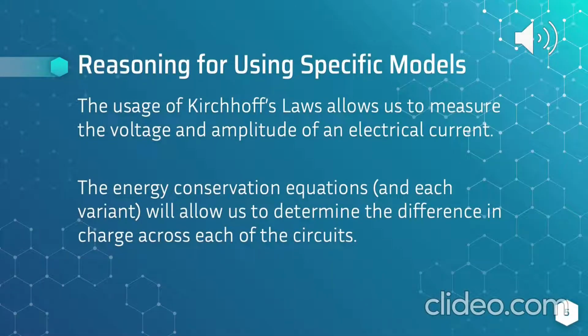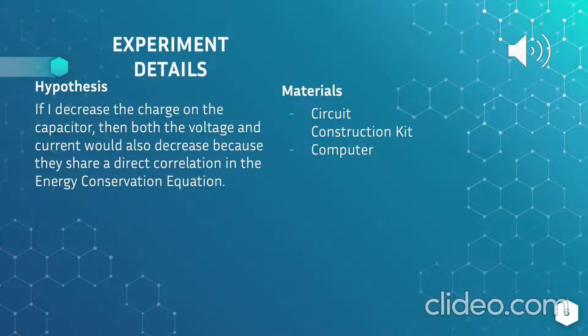The reasoning why I use the physics principles behind the models is that the usage of Kirchhoff's laws allows us to measure the voltage and amplitude of an electrical current, and the energy conservation equations in each variant that will be discussed in the lab will allow us to determine the difference in charge across each of the circuits. I initially hypothesized that if I decrease the charge on the capacitor, then both the voltage and current would also decrease because they share a direct correlation in the energy conservation equation.